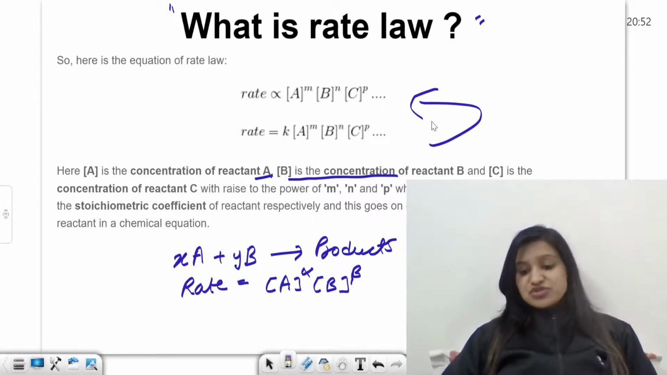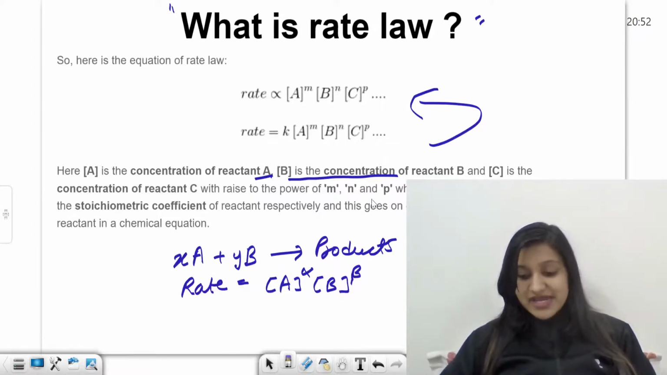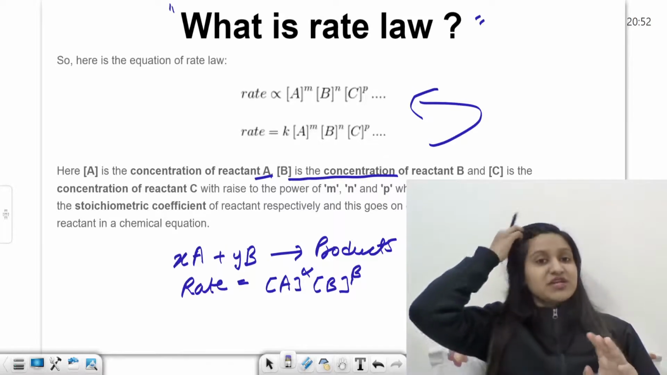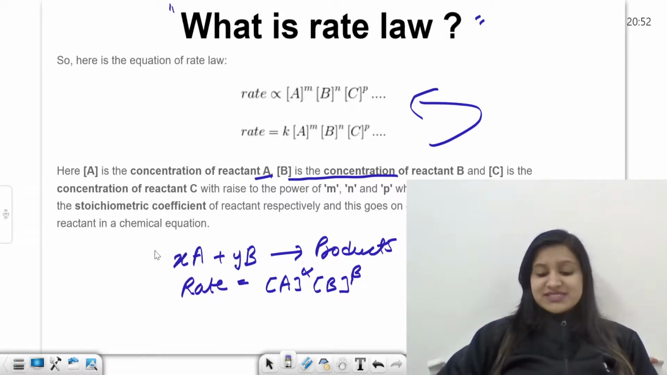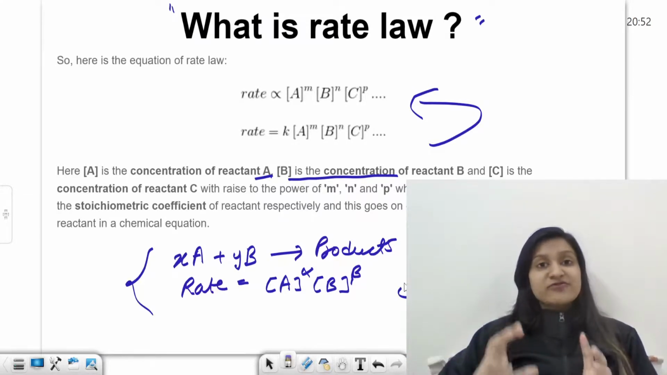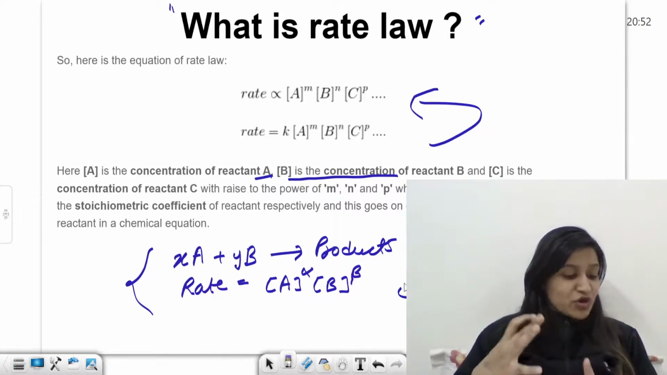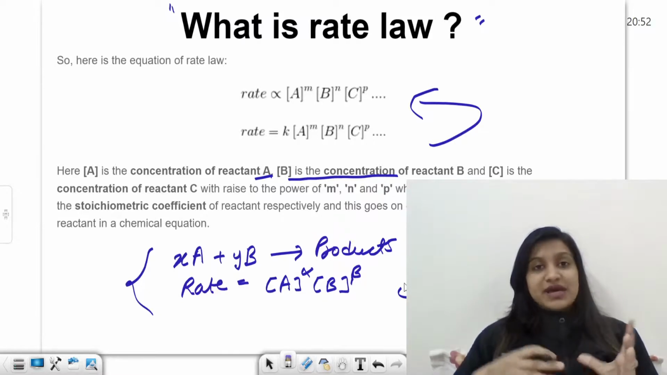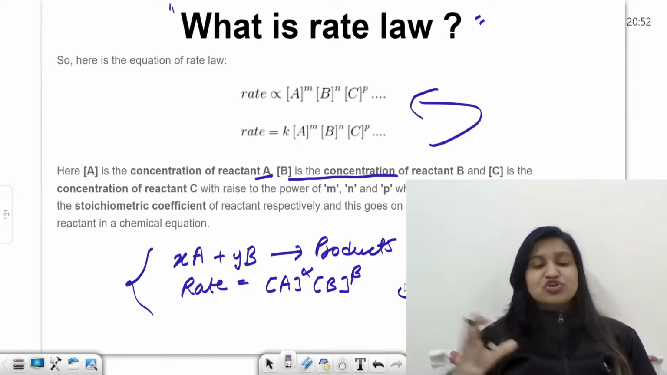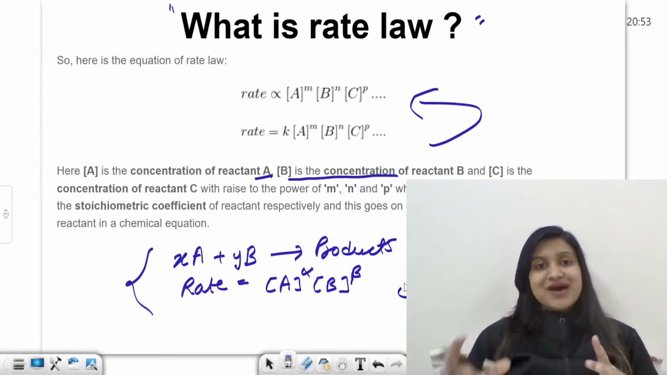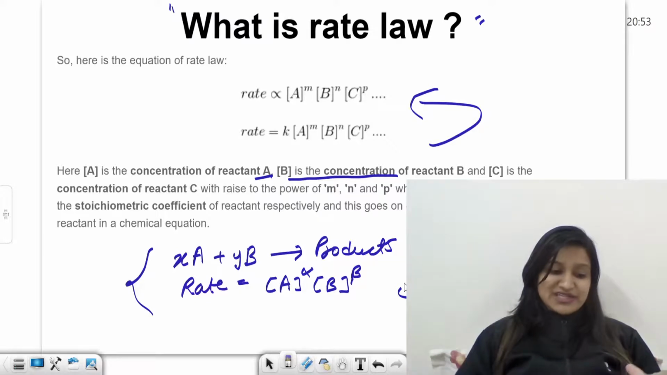So here, the powers m, n and p may or may not be equal to the stoichiometric coefficients. Now here, in this example, these alpha and beta may or may not be equal to the actual stoichiometric coefficients. So that's the difference between your law of mass action and rate law.